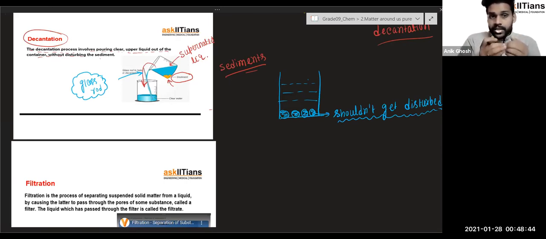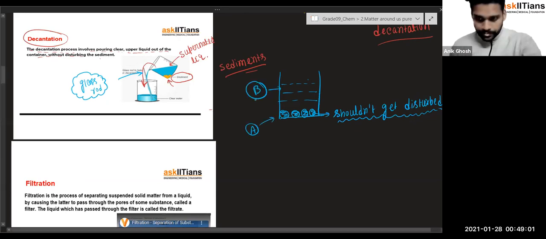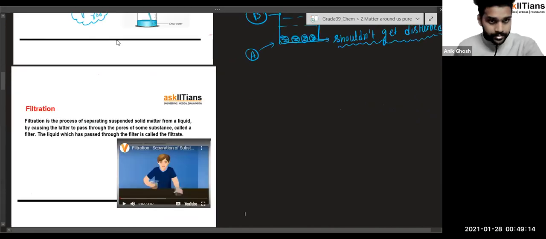So this decantation and sedimentation, we use this process to separate out the solutions where one of the particles is heavier than the other one. Fine. Now moving on to the next part. You got it? Now let's discuss the next part, which is called filtration. Now what is filtration?